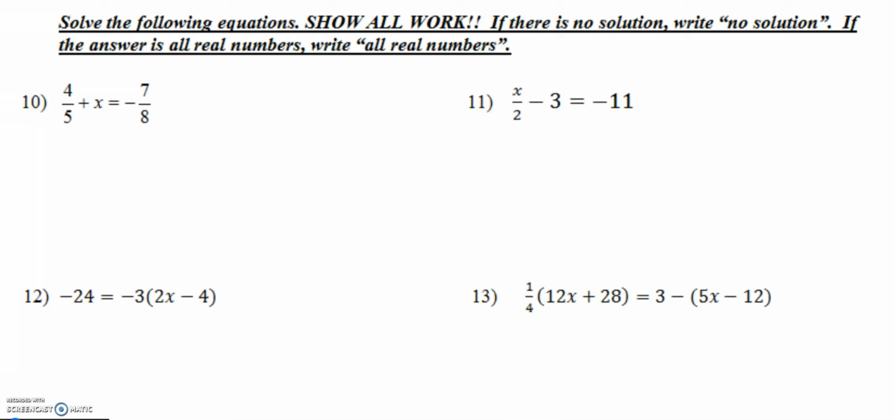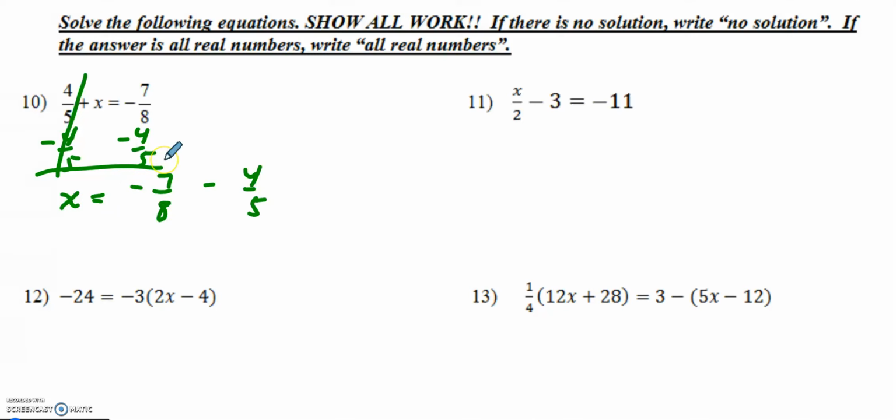Number 10, my goal is to get the x alone, and so I need to move the 4/5. So the first thing I'd have to do is subtract the 4/5 because it's being added. So you have x equaling -7/8 minus 4/5. And this reminds me of the fraction work we did a couple slides ago. Because I'm subtracting, I need a common denominator. So this fraction has the 5, so it needs 8/8. This fraction has the 8, so it needs to be multiplied by 5/5.